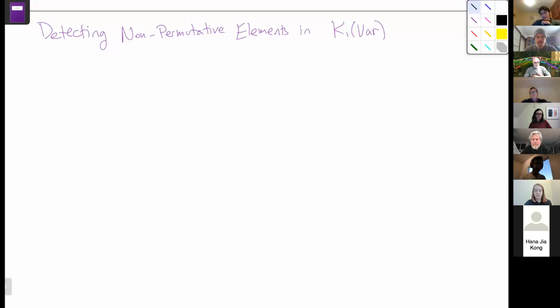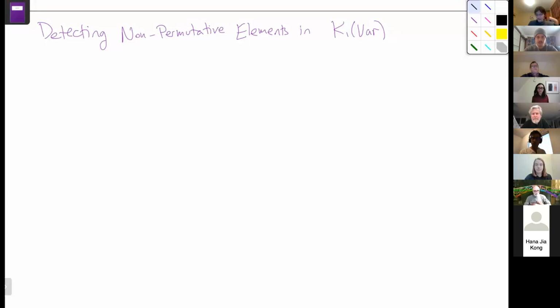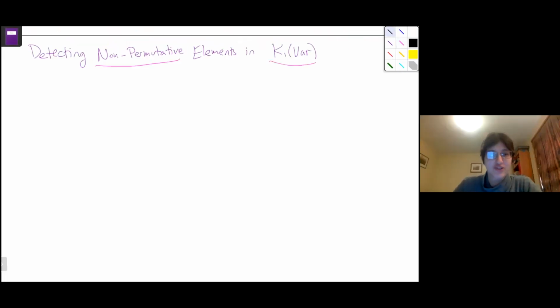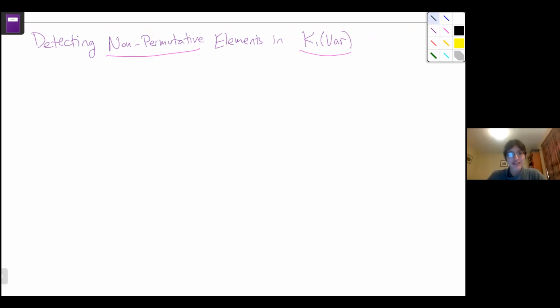So I'm going to be talking about detecting non-permutative elements in K1 of varieties using point counting, but the main issue for a lot of people is that the terms non-permutative and K1 of varieties are generally not terms that people know. So the first part of my talk is going to be explaining the title of my talk. And then I'm going to talk about how one actually does this.